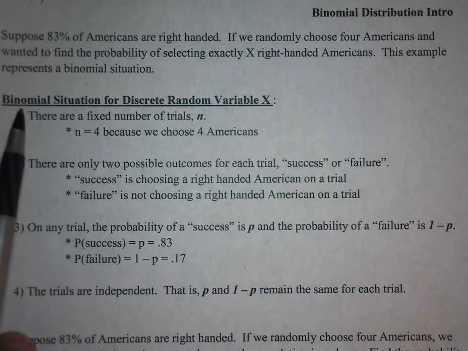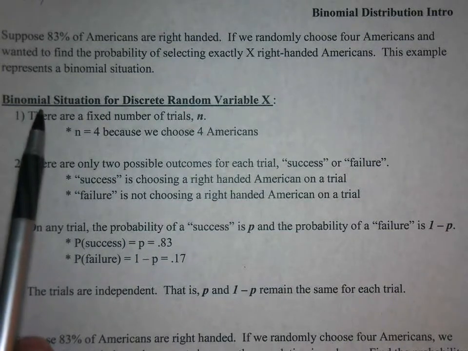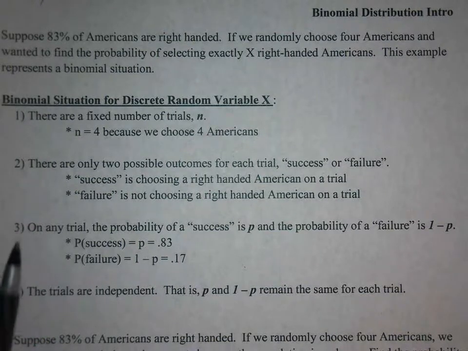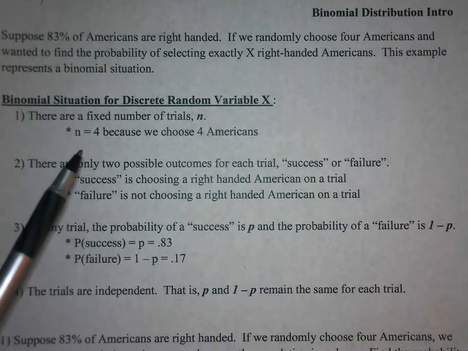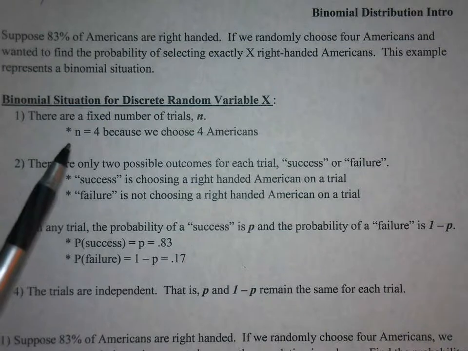For a binomial situation for discrete random variable X, there are a few stipulations. The first one is there's a fixed number of trials n. So in this case, n is 4 because we're only choosing 4 Americans.